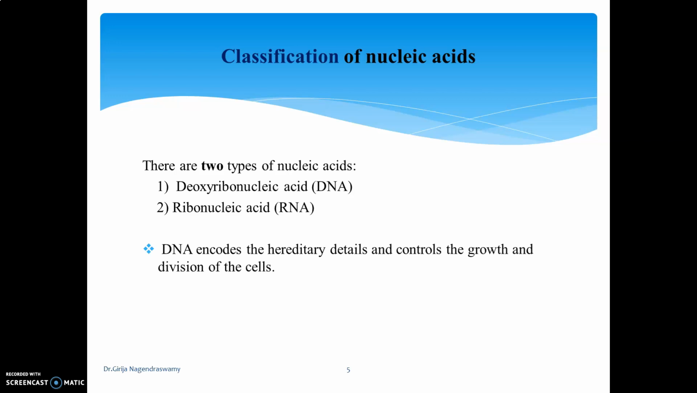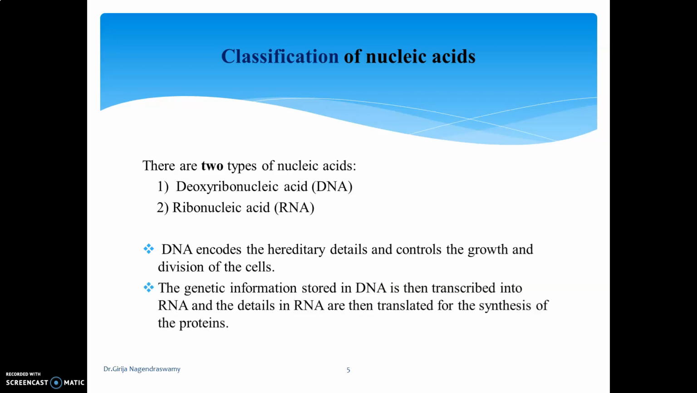DNA encodes the hereditary details and controls the growth and division of the cells. The genetic information stored in DNA is then transcribed into RNA, and the details in RNA are then translated for the synthesis of the proteins.